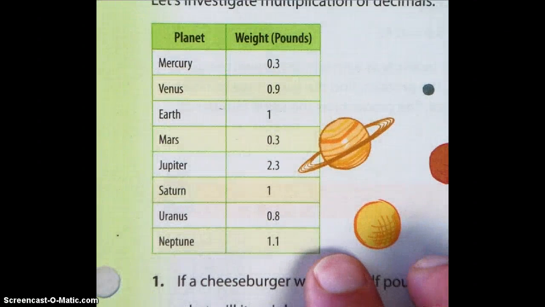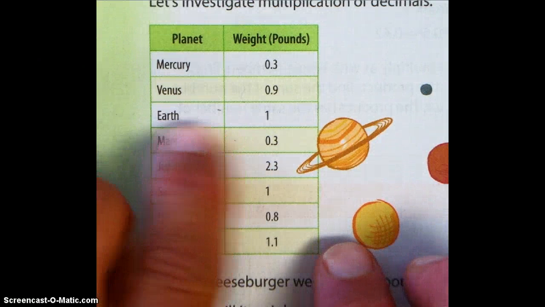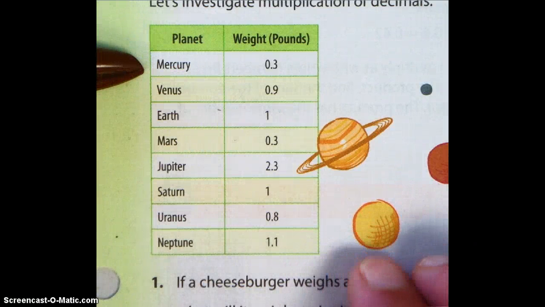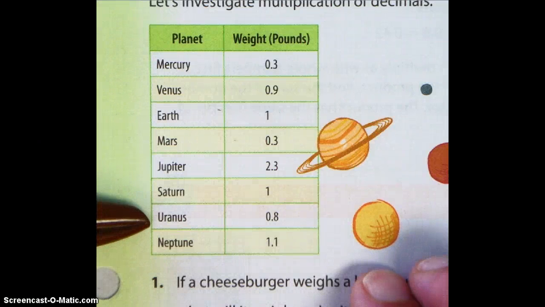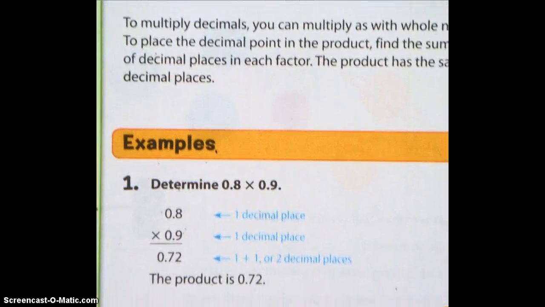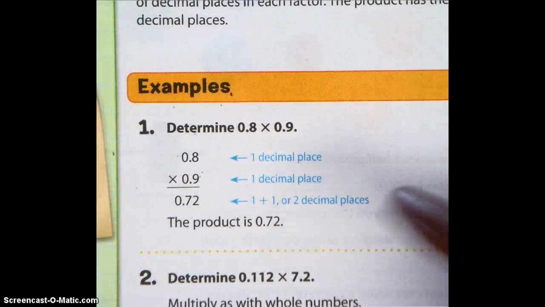So if you look at this, this is a table of things that weigh 1 pound on Earth, and the effect of other weight due to different gravities. So Mercury, for every pound, things would be 3/10 of a pound, and so on and so forth. It's different. So this would be an application of how we would use it in science. Let's go to an example. Let's look at multiplying 8/10 times 9/10.